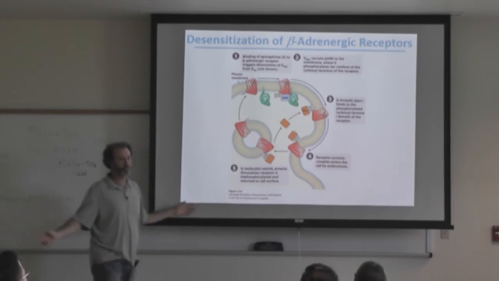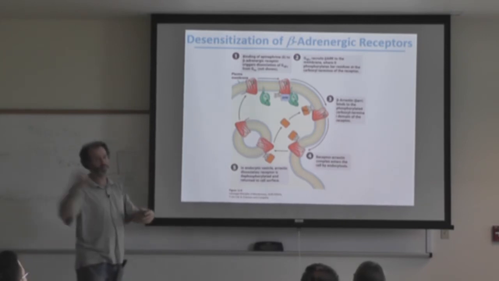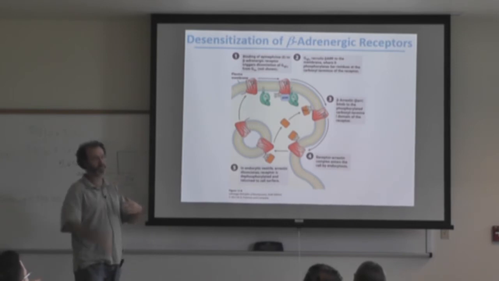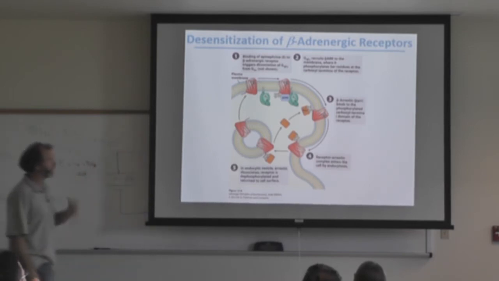So you actually remove receptor molecules from the membrane so they can't respond to the epinephrine that's free out there. That's another way to kill the signal, or you desensitize the cell to the free epinephrine outside of the cell, right?